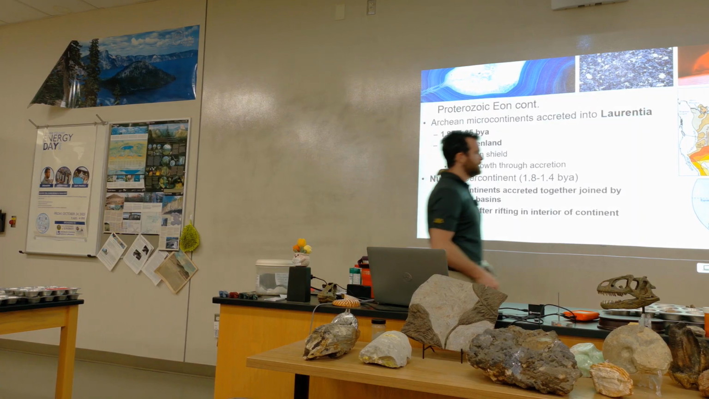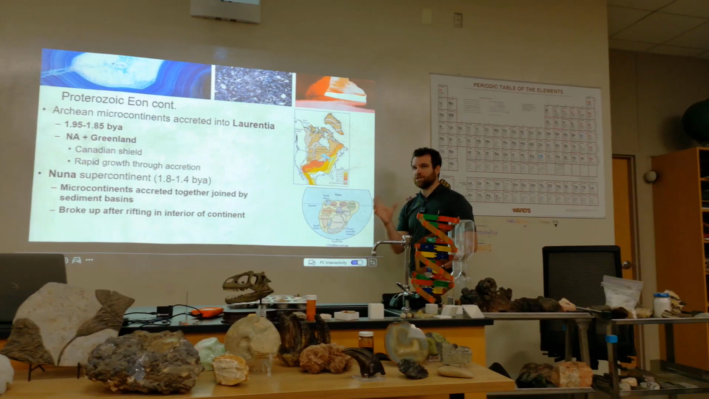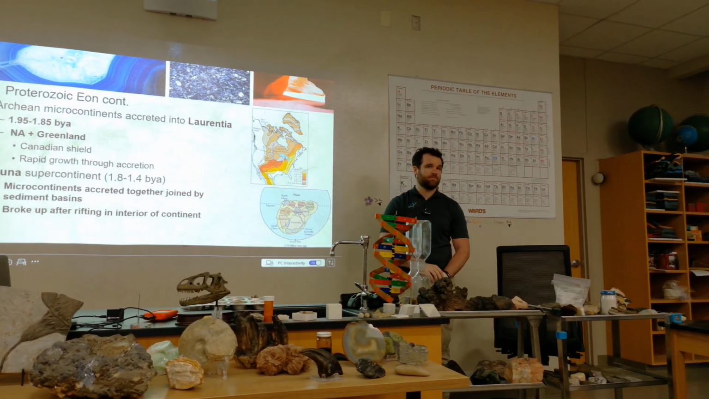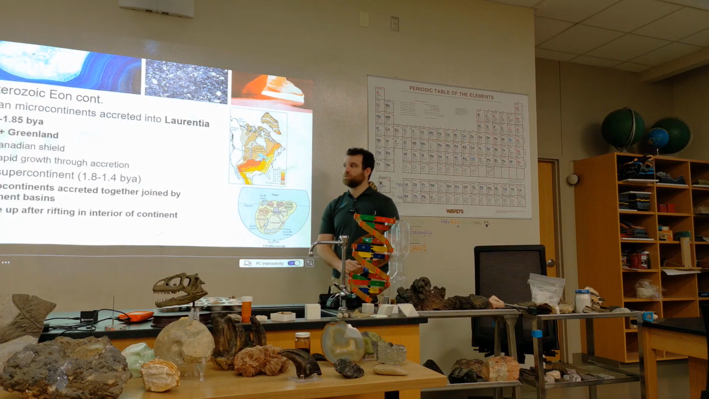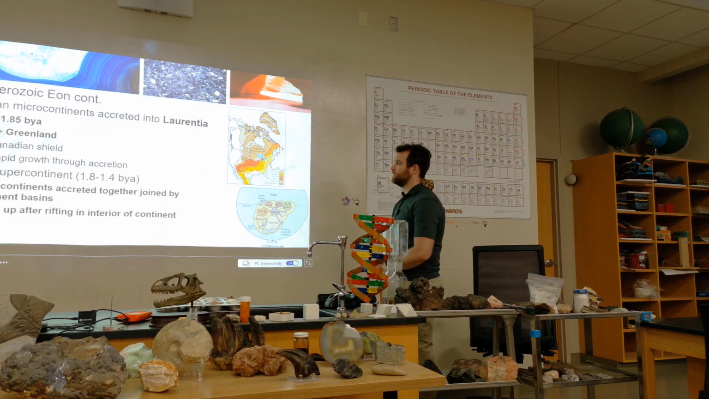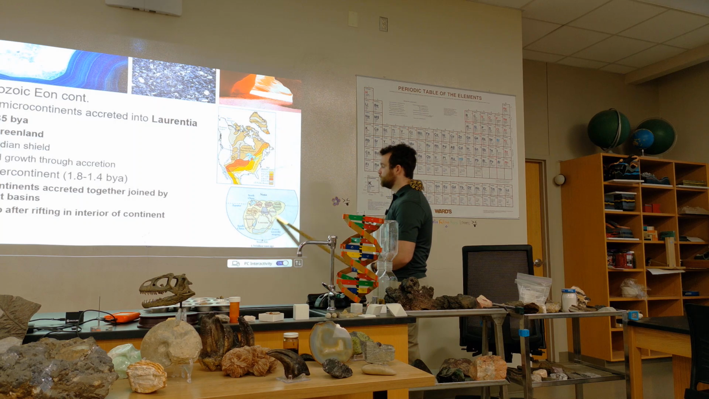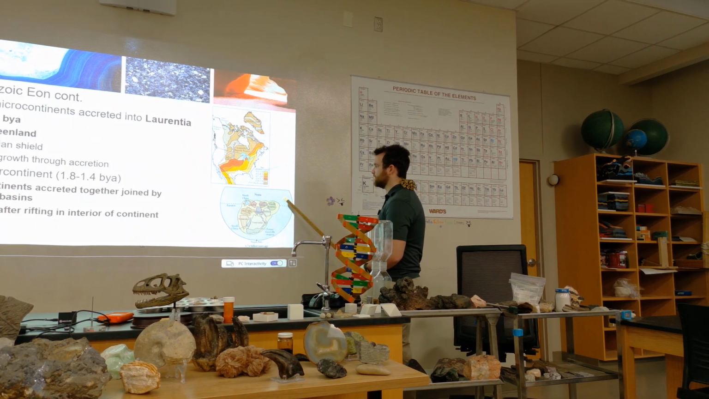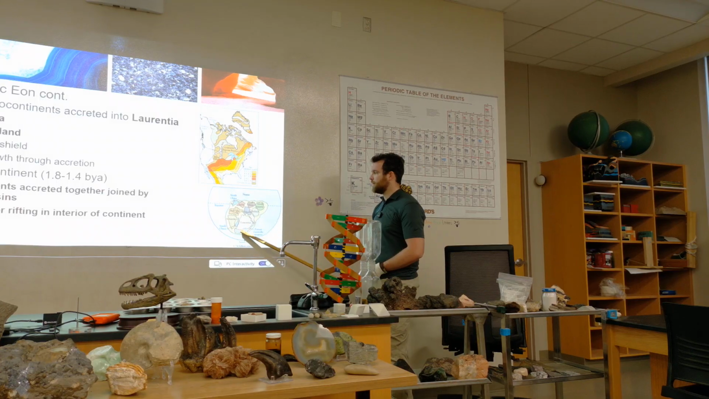Laurentia is what we now call the separate sections of North America and Greenland. They will come together and make Laurentia again in the future, but this is the first one. That's relevant here anyway. So we get Laurentia, North America plus Greenland. After that, from 1.8 to 1.4 billion years ago, Laurentia gets incorporated into all these other microcontinents that come together and make Nuna. So here's Laurentia right there.